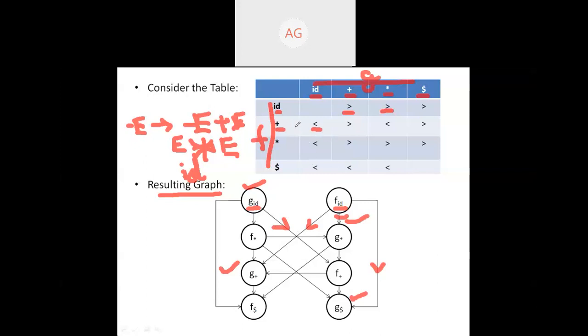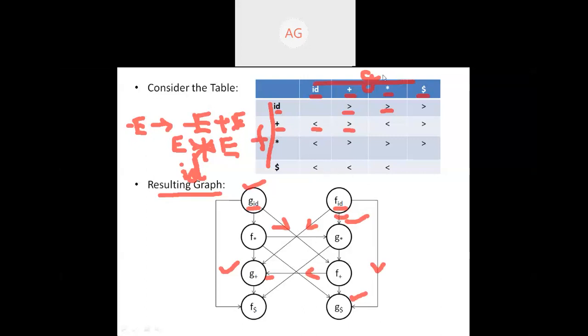Now the second relation is F plus is greater than G plus. So it means we need to draw an edge from F plus to G plus. Here our G plus is this, F plus is here, and we need to draw the edge. So this is our direction. This has been shown in the graph. In this way, we need to draw all these edges.